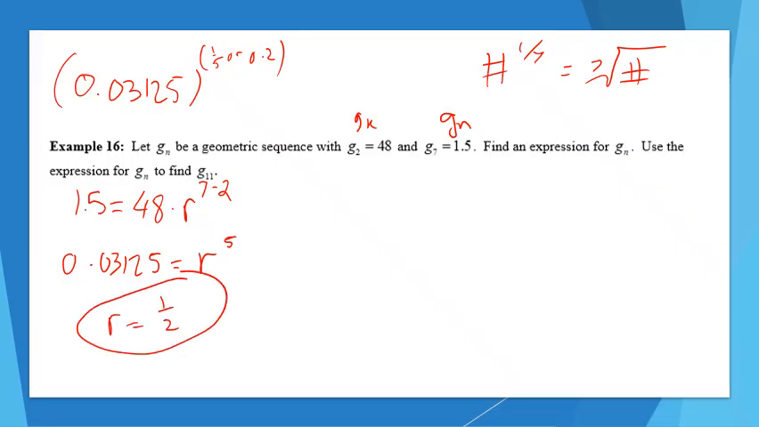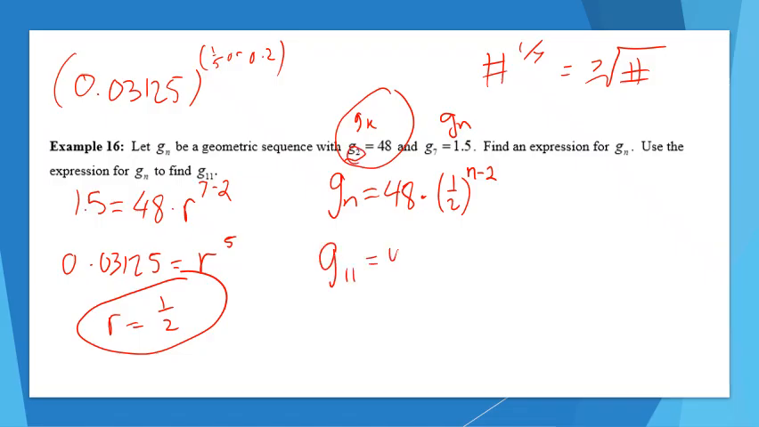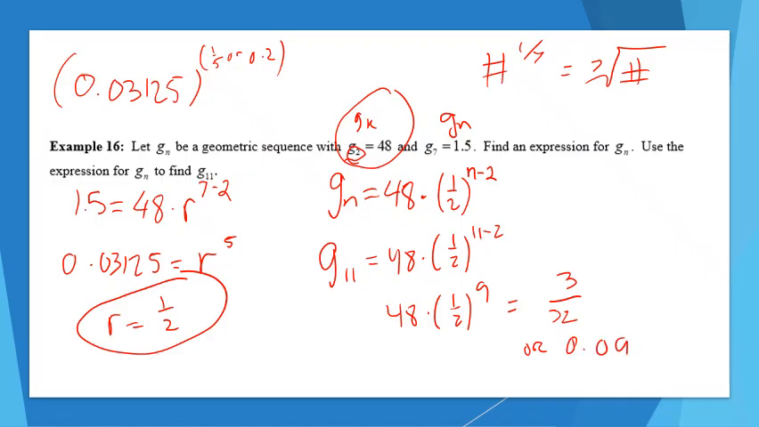And then we want to find g of n, and then use that to find g of 11. So g of n equals, we'll reuse the same g of k, 48 times 1/2 to the power of n minus 2, because that is a 2 there. That's g of n, and then to find g of 11, this should be 48 times 1/2 to the power of 11 minus 2, or 48 times 1/2 to the 9th, which should be 3/32, or you should get 0.09375 as your answer there.